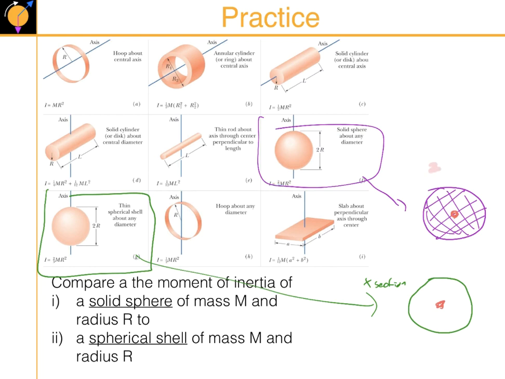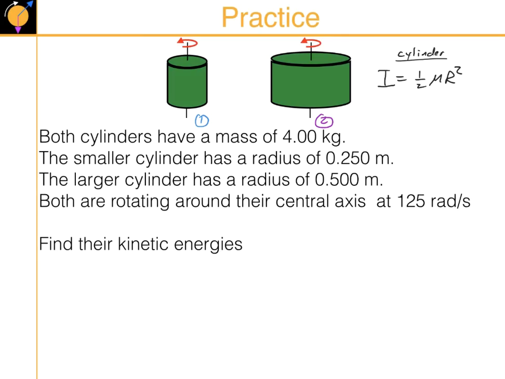For the solid sphere, it's 2/5 mr squared, and for the hollow one, it's 2/3 mr squared. All right, so it's more difficult when the mass is further away. Let's just calculate a couple of moments of inertia here for, let's say, two cylinders.